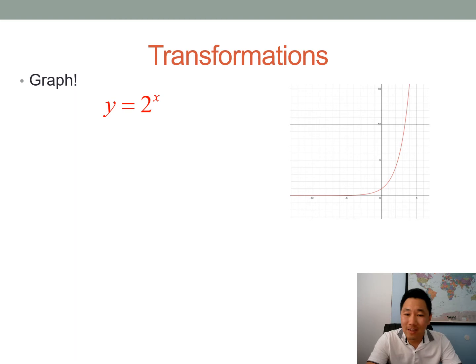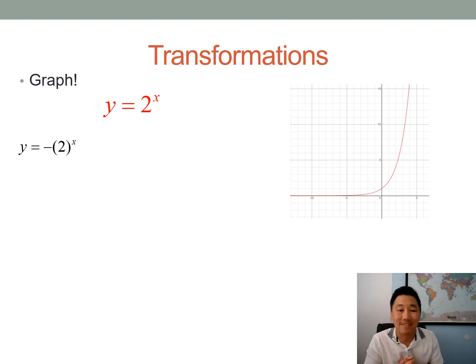It's kind of like the beginning of a roller coaster where it starts to go and then it shoots up really fast. Okay, so that's what our parent graph is going to look like. Let's see what happens to that graph if we put a negative in front of it. What do you think? What's a good guess?